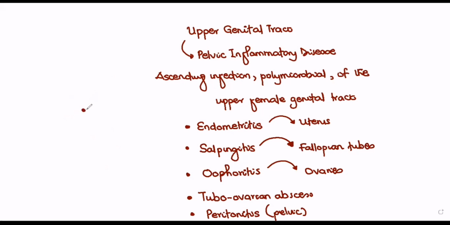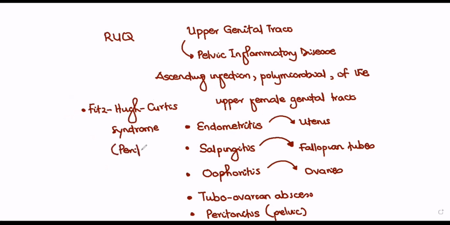So this is the spectrum. Okay, what's the other name for Fitz-Hugh-Curtis syndrome? Perihepatitis. Excellent. Fitz-Hugh-Curtis syndrome. So please, if you've not heard it before, this is your chance. Anytime you have a patient with PID and the patient has a right upper quadrant pain, you should suspect Fitz-Hugh-Curtis syndrome, sometimes called perihepatitis.